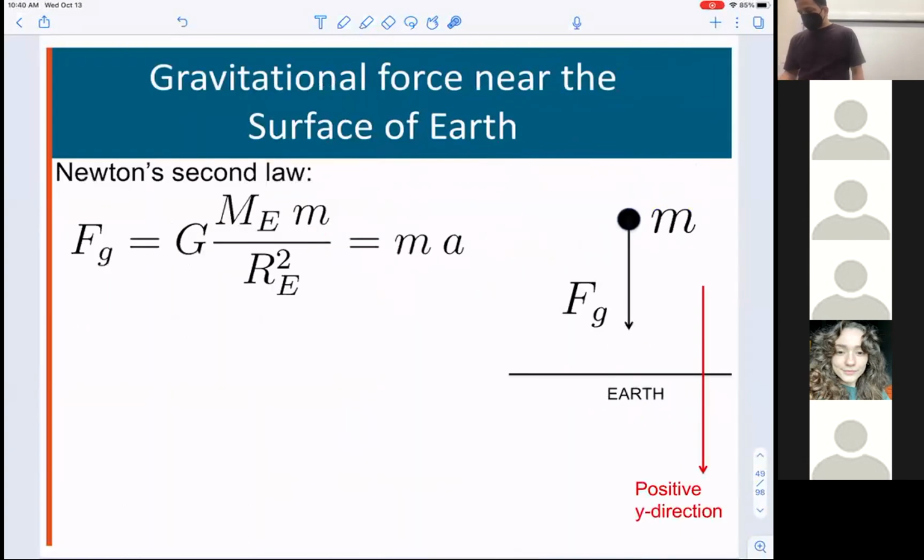So Newton's second law says that, let's imagine there's some object here just above the surface of the Earth. The net force on this object is the force of gravity acting downward. That is the only force acting on this object in free fall. And so therefore, that net force has to equal its mass times acceleration. Any questions on that?